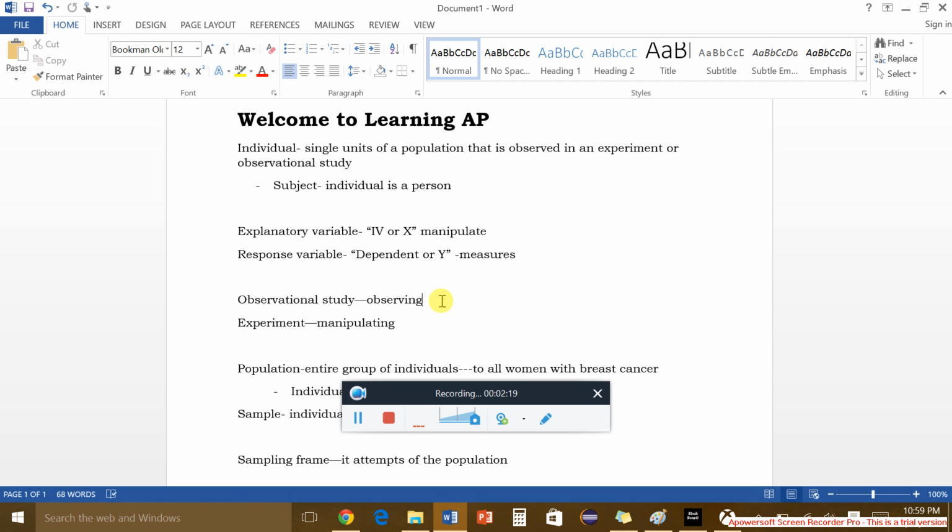If I'm not the one that's assigning them to the treatment, if I'm not the one that's saying, you people have to get chemotherapy, you people have to have a mastectomy, then it is an observational study. Okay, so an observational study, the best way to define it is that the researcher does not deliberately impose treatment. Okay, I am not the one assigning the type of cancer treatment to the woman.